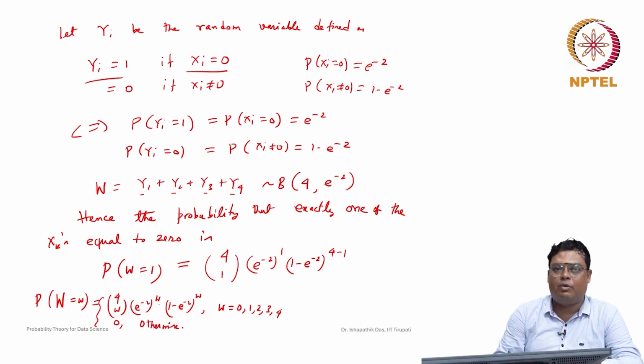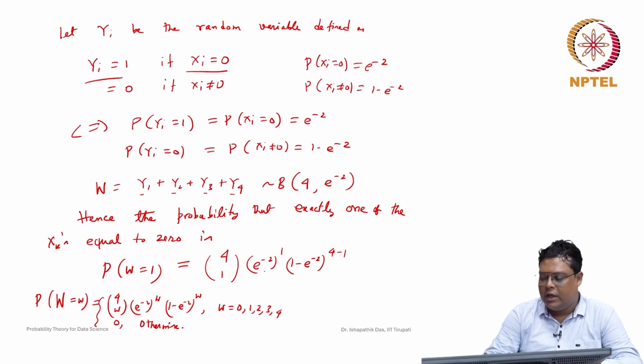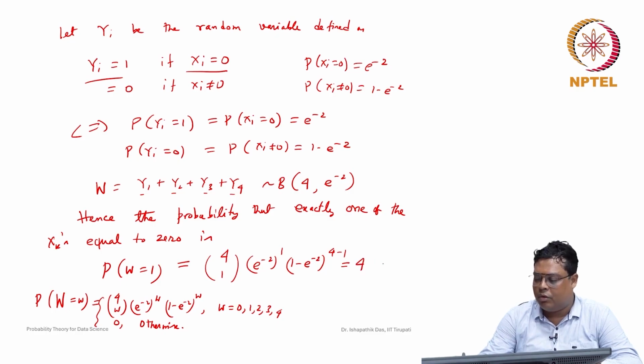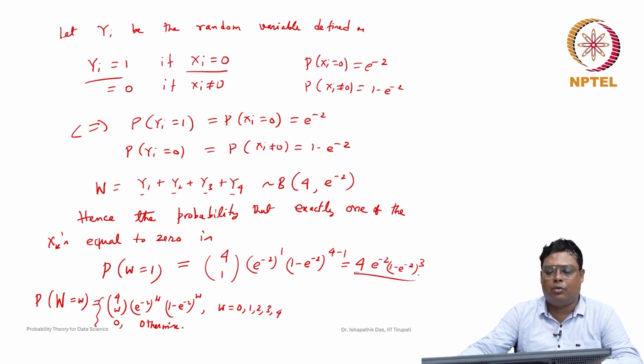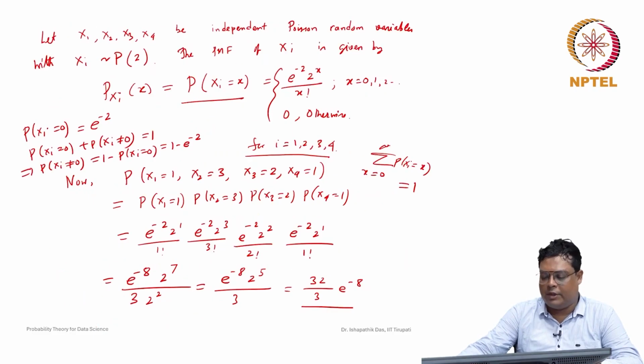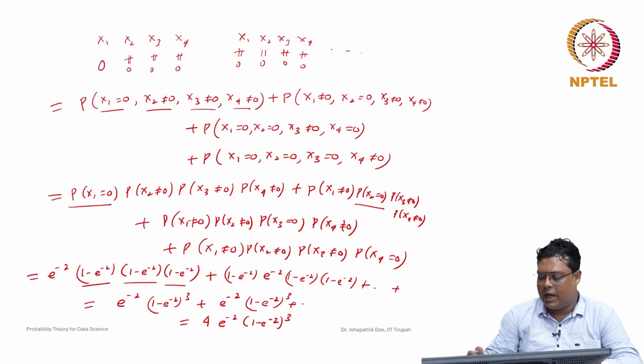From here, if you put small w equal to 1, you just replace 1: 4C1, e to the power minus 2 whole to the power 1, and 1 minus e to the power minus 2. So 4C1 is 4, and then e to the power of minus 2 and (1 minus e to the power of minus 2) whole cube. So this is the answer. This is a different approach to solve this problem, and we got the same result here also.